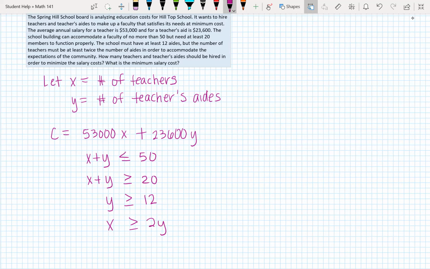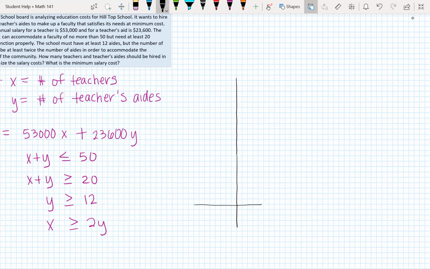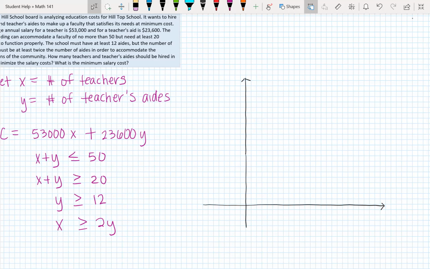So those are all of our constraints. And then we will put this together in a graph. And I'm going to make this graph just be the first quadrant because I think it's safe to say that the answers in all of these cases are going to be positive, right? We're not going to have a negative number of teachers or a negative number of teachers' aides. So our first equation will be X plus Y equals 50.